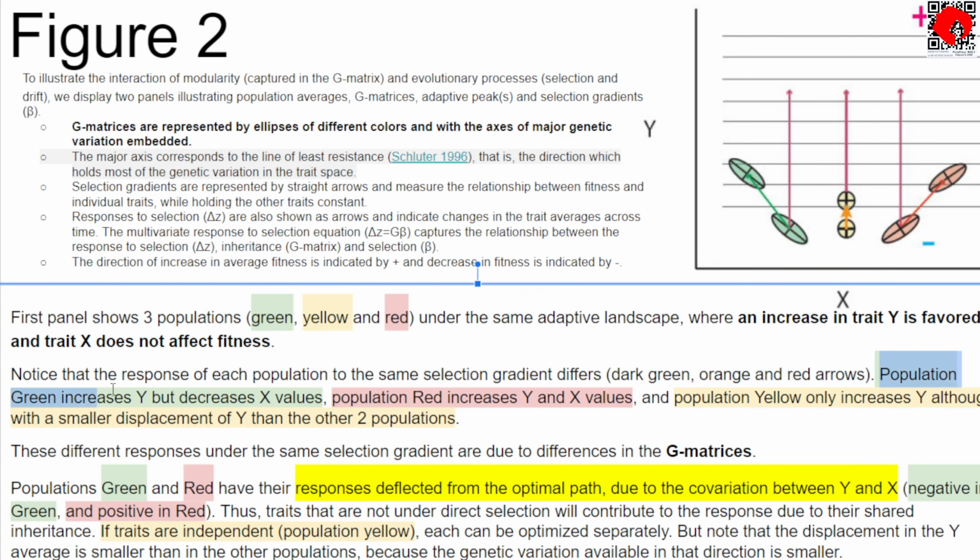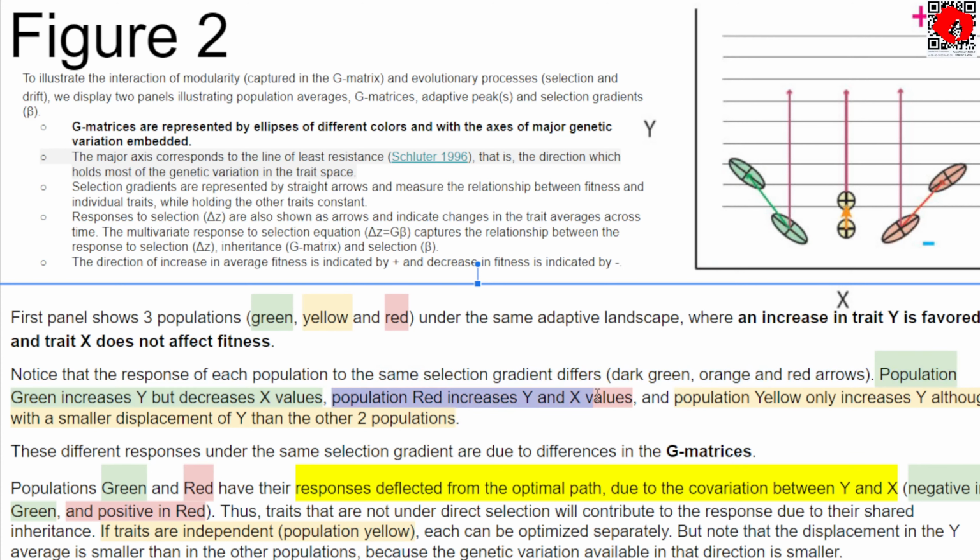Green population increases in y but decreases in x value. Why? Because in population green, there's a pre-existing modularity architecture where x and y are negatively related. So as the higher y individuals get selected, the variational architecture of inheritance makes it so that the population's x value goes down. And that could be, again, from the epistasis, the pleiotropy, etc.